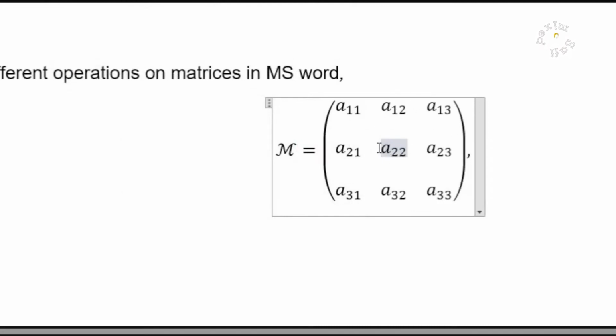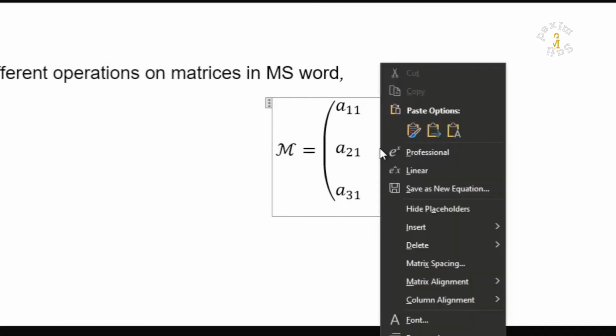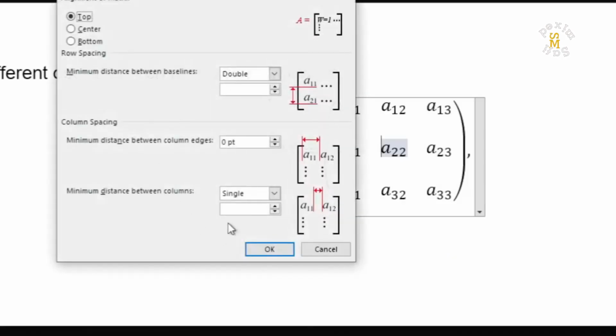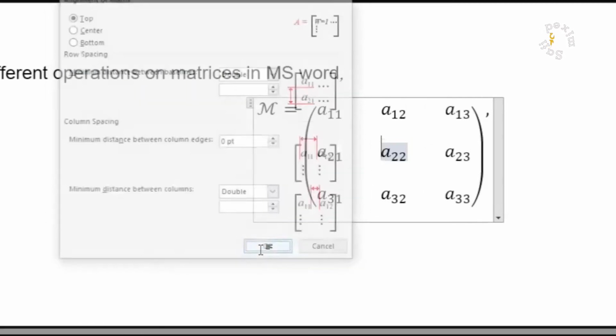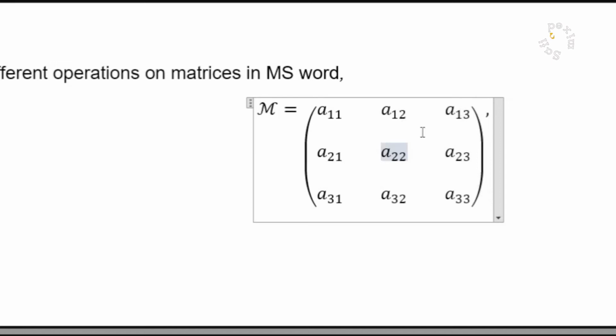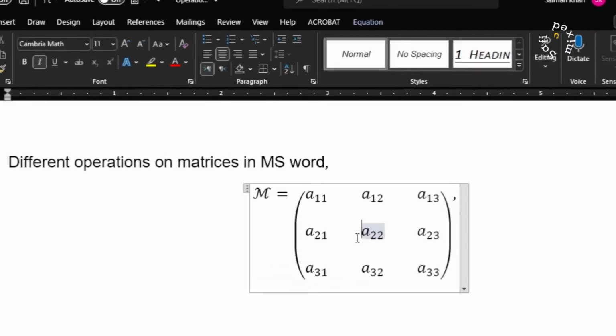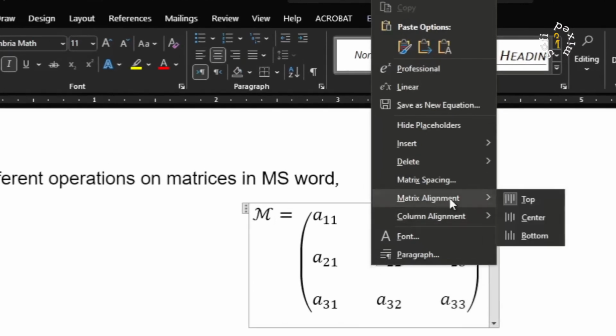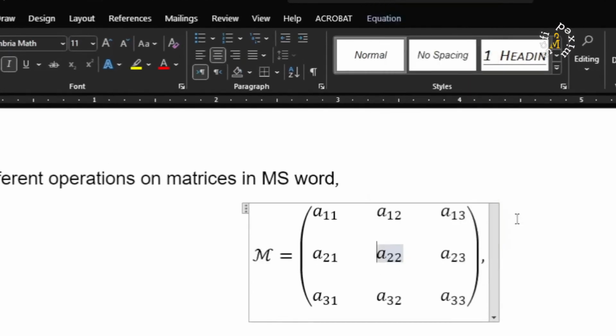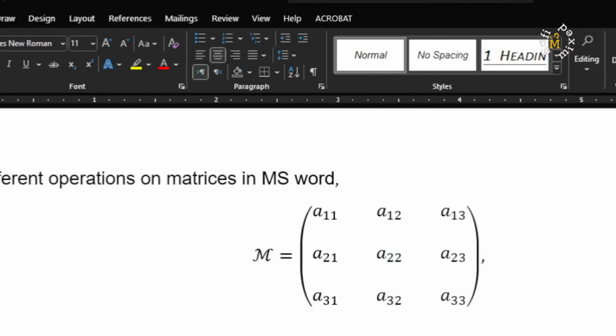Similarly, I can change the space between columns by coming again to the matrix spacing option and coming over here and changing this to double and then pressing OK. So the space between the columns is also changed. Now let me take the alignment back to the center. Pressing on this and coming to alignment and putting the center over here. So now it is center aligned.